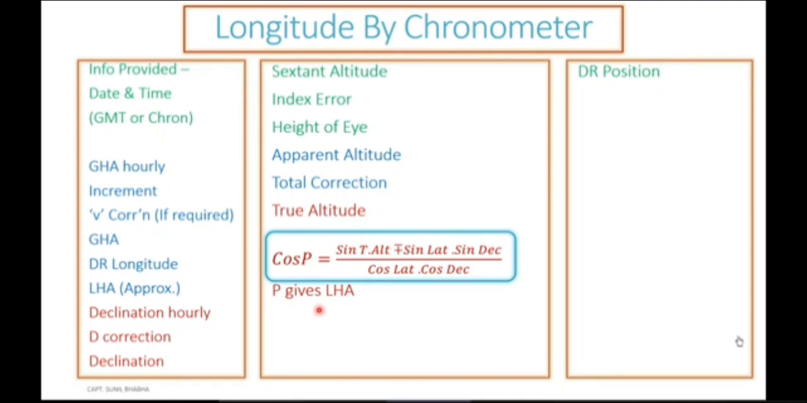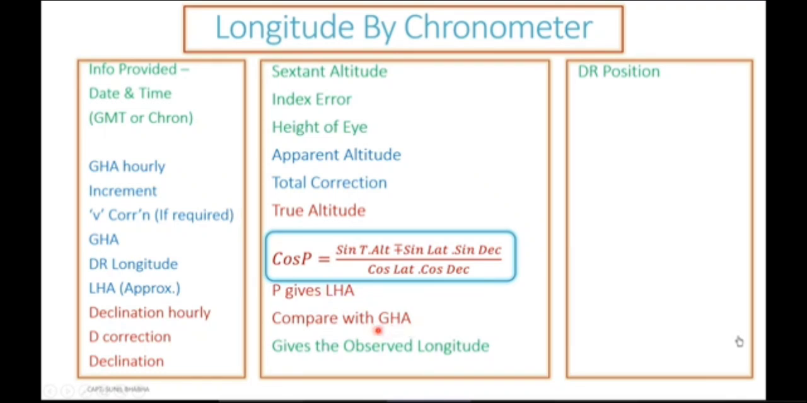So this is how we obtain the value of LHA from the value of P. Now, once LHA is obtained, we have the accurate LHA, which is calculated using the longitude by chronometer formula. We can now compare this LHA with the GHA of the body. The GHA of the body has been already calculated earlier, found out from the almanac. So you compare this accurate LHA, the exact LHA, with the GHA of the body.